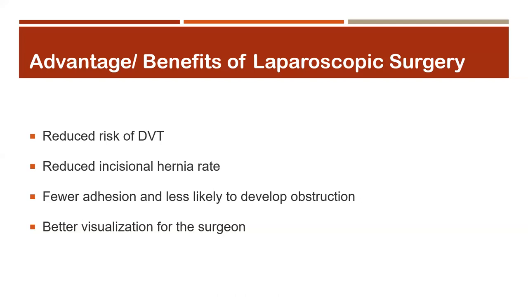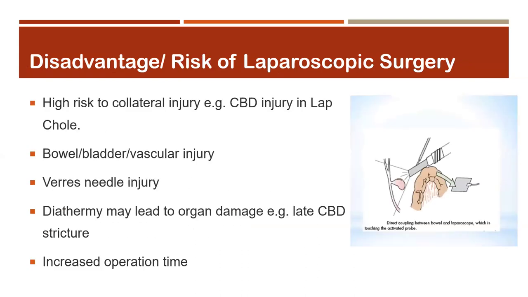Fewer adhesions and less likelihood of developing obstruction. Better visualization, definitely, for the surgeons. These are the advantages of laparoscopic surgery. But there are also some disadvantages and risks of laparoscopic surgery. It is a high risk for collateral injury, especially since there is a boom in cholecystectomy with the help of laparoscopy.